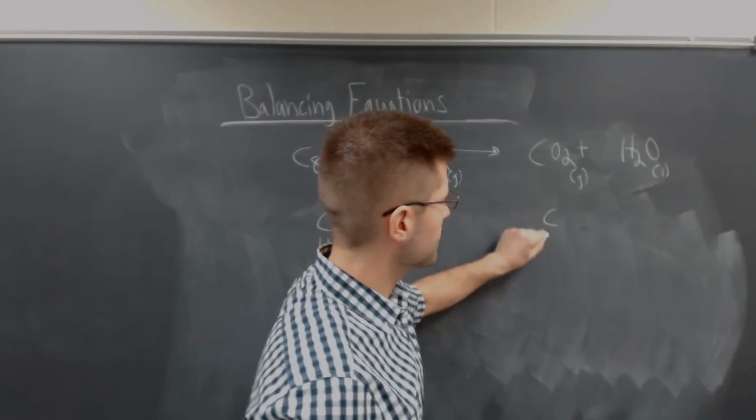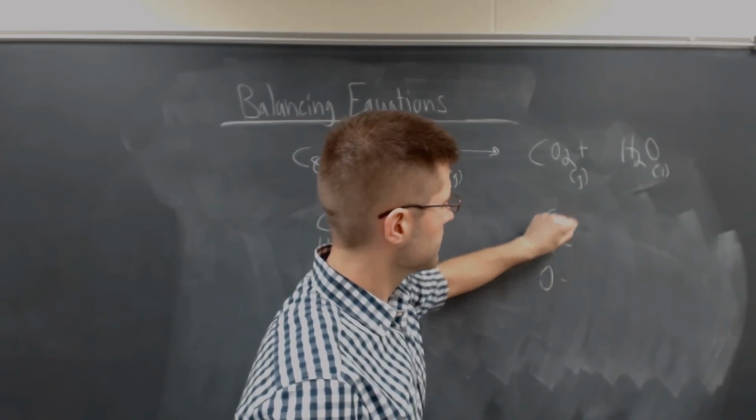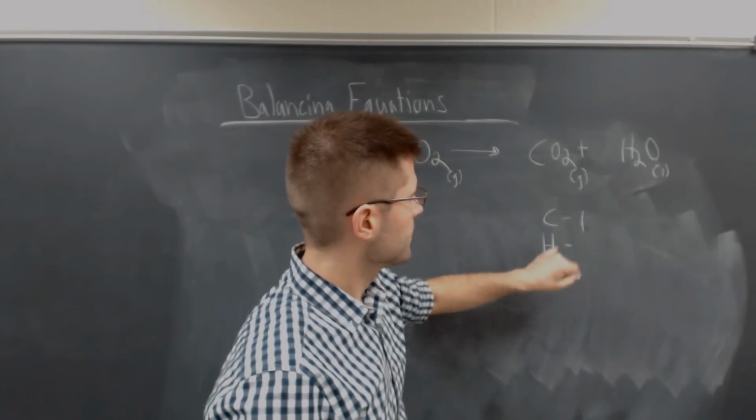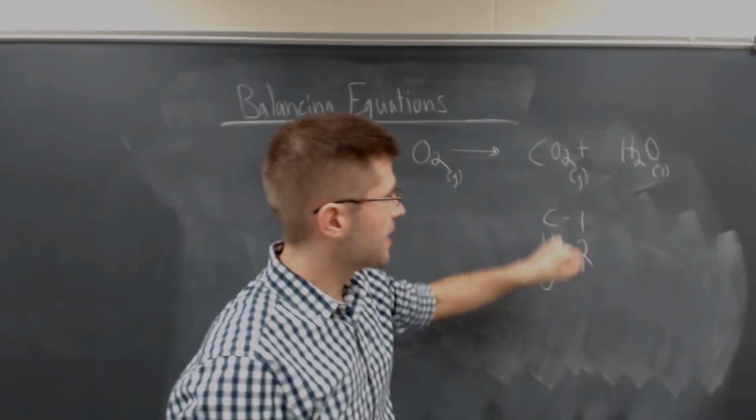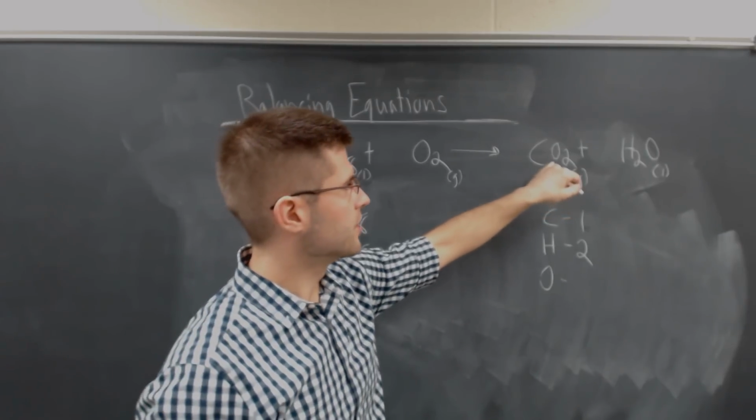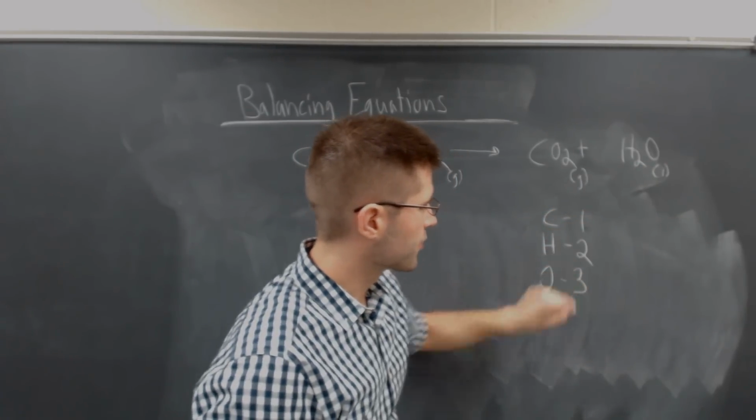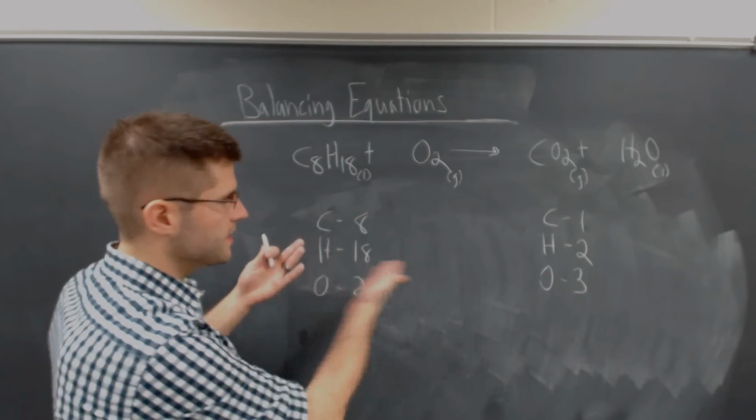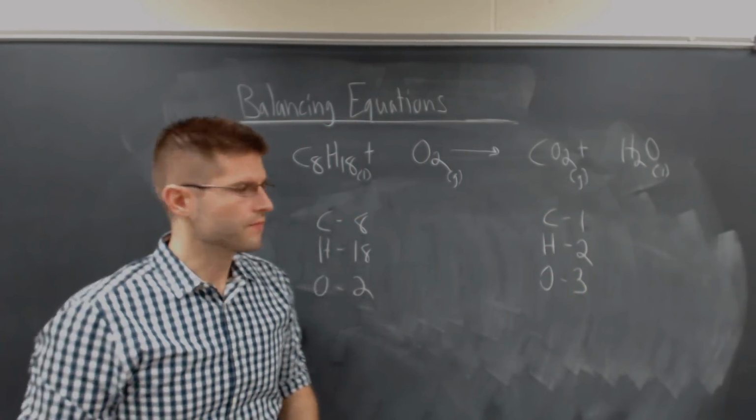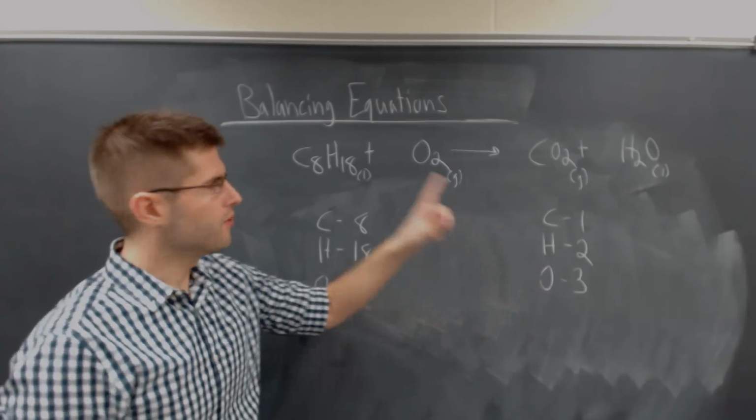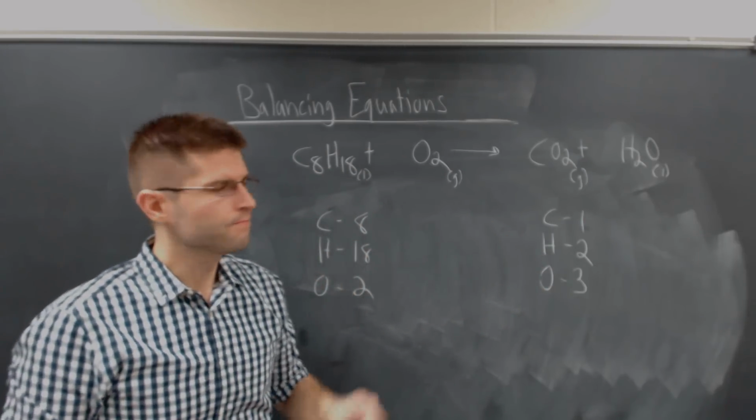So we perform the same type of thing over here, where we count the number of each of the elements. There's 1 carbon, there are 2 hydrogens, and there's a total of 3 oxygens. The carbon dioxide gives you 2, the water gives you 1. So we have 3 oxygens. Clearly, this is an unbalanced equation. So now what we need to do is somehow balance this equation by putting in stoichiometric coefficients.